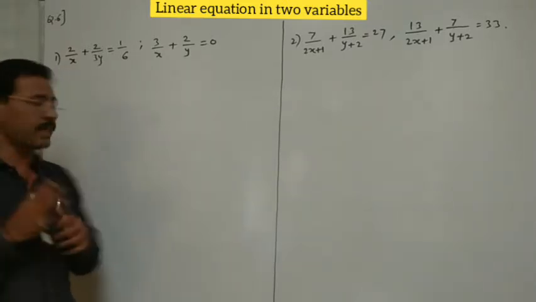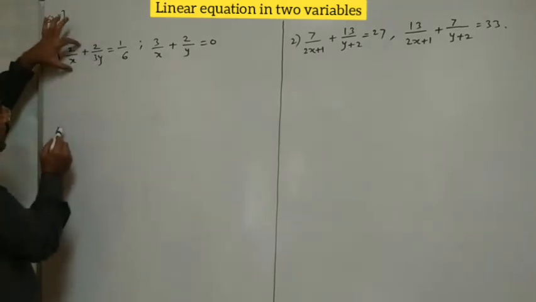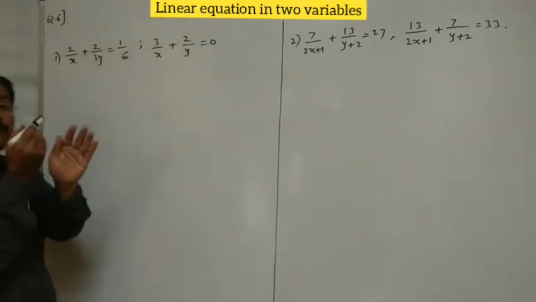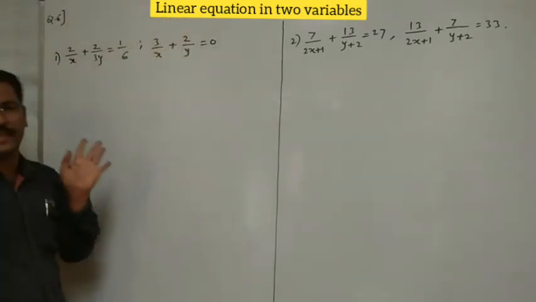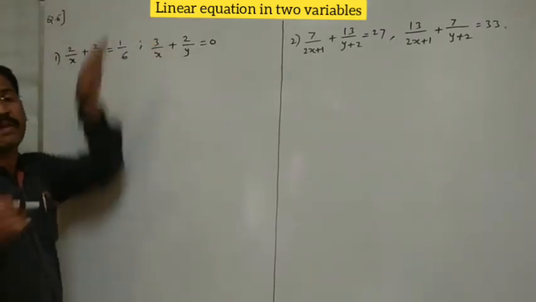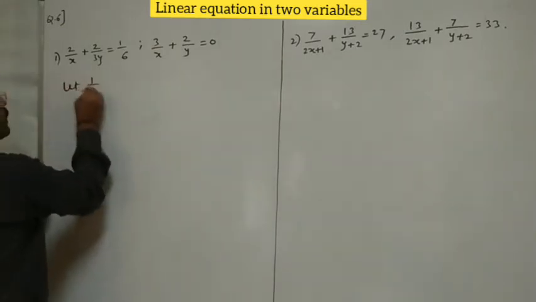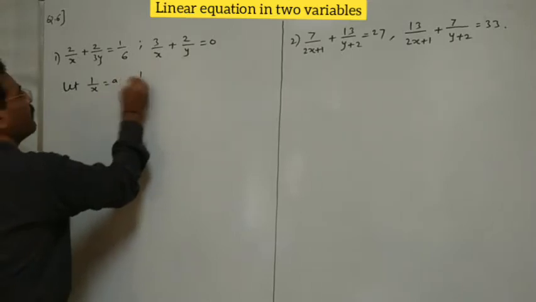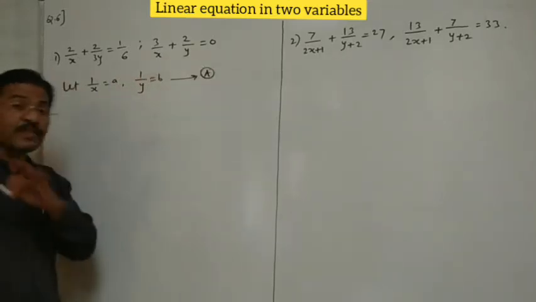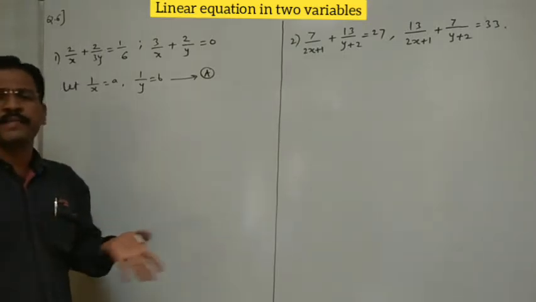Okay friends, see. First, this 2 upon x, here also this is nothing but 1 upon x. Here also 1 upon y, here also 1 upon x, 1 upon y, with coefficients like 2, 2, 3, 2. For that, we'll suppose 1 upon x as a and 1 upon y as b. Let 1 upon x equal to a and 1 upon y equal to b. This should be equation number a. Afterwards, we have to resubstitute the values of a and b. Already in the practice set we saw it.